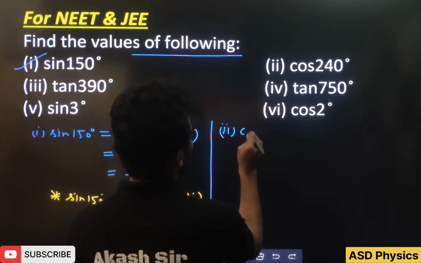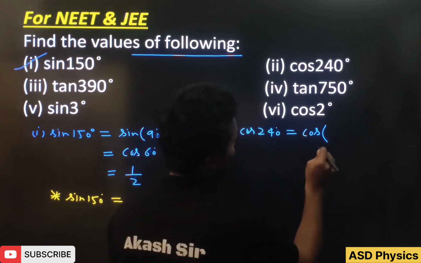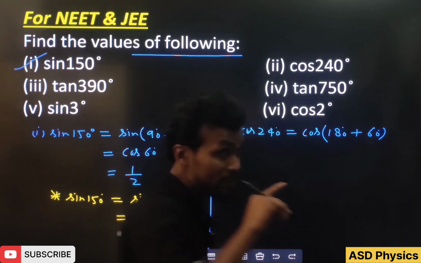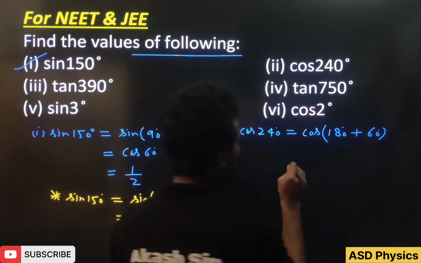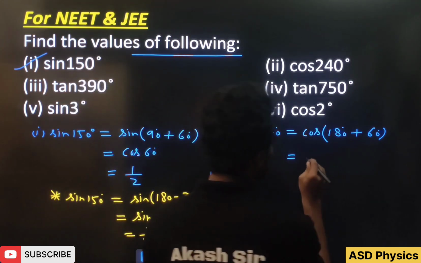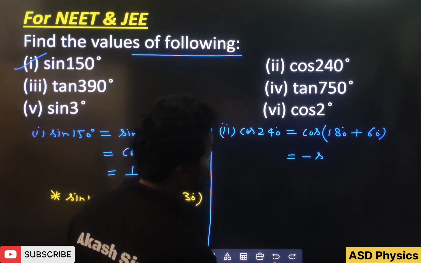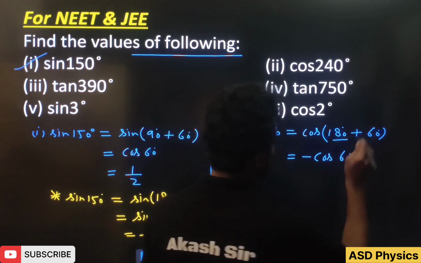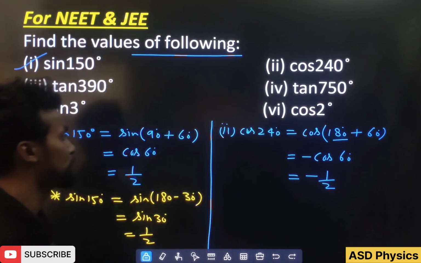What is given? Cos 240. Cos 240, what can you write here? Cos of 180 plus 60. Now, 180 plus 60, which quadrant, students? Third quadrant. In the third quadrant, only tan is positive, that means this will be negative. And 180 means the function will not change. So it will become minus cos 60. Minus cos 60, how much is it, students? Minus 1 by 2.